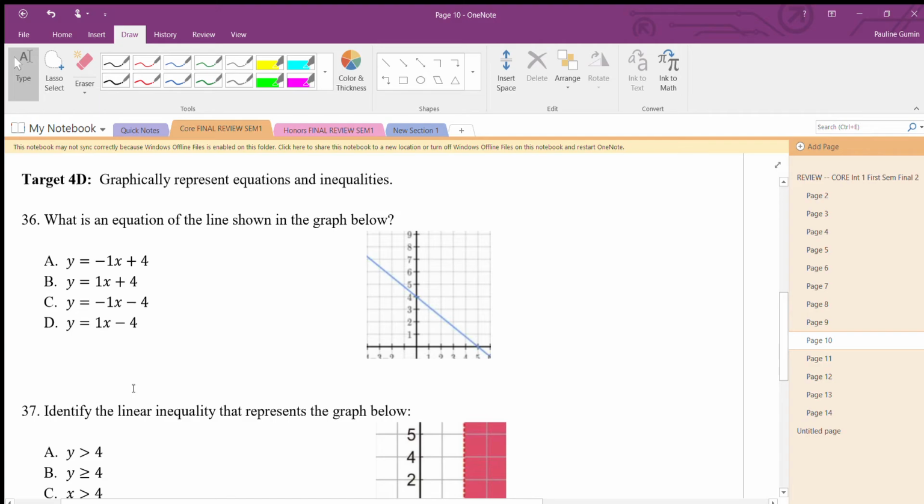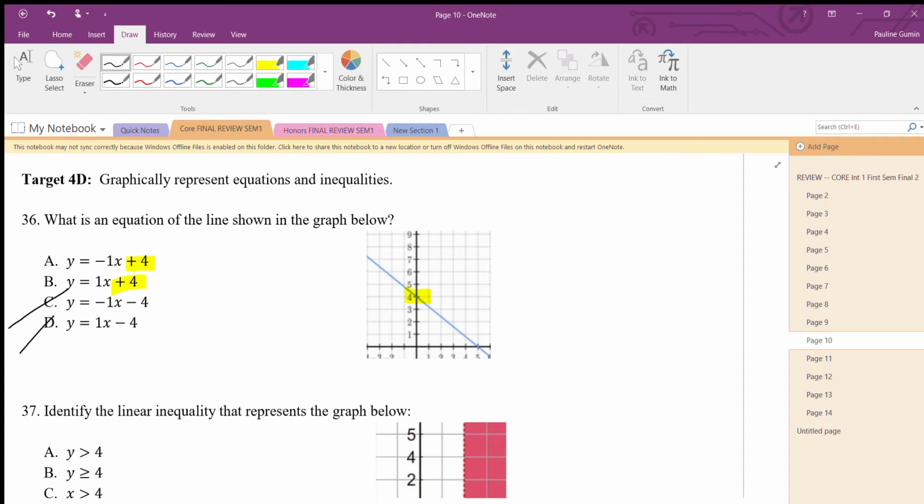36, what is the equation of the line shown in the graph below? Right, when I do this, the first thing I look at is the y-intercept. The y-intercept happens to be positive 4, and that's where your line crosses the y-axis. So that leaves me with only option A and B.